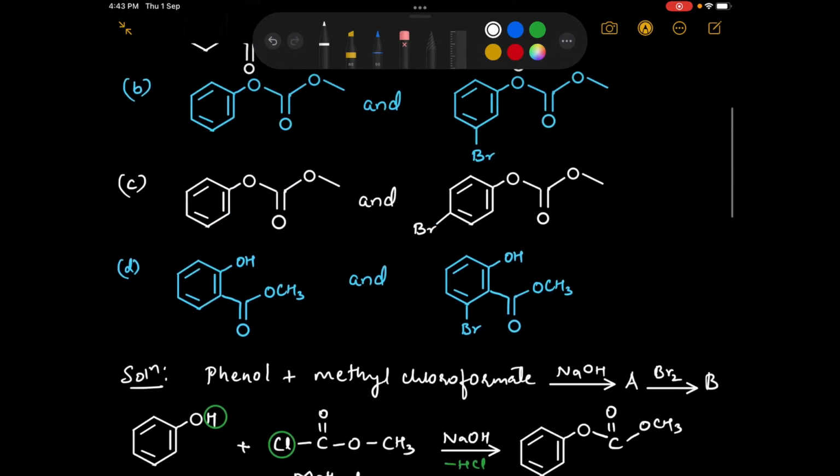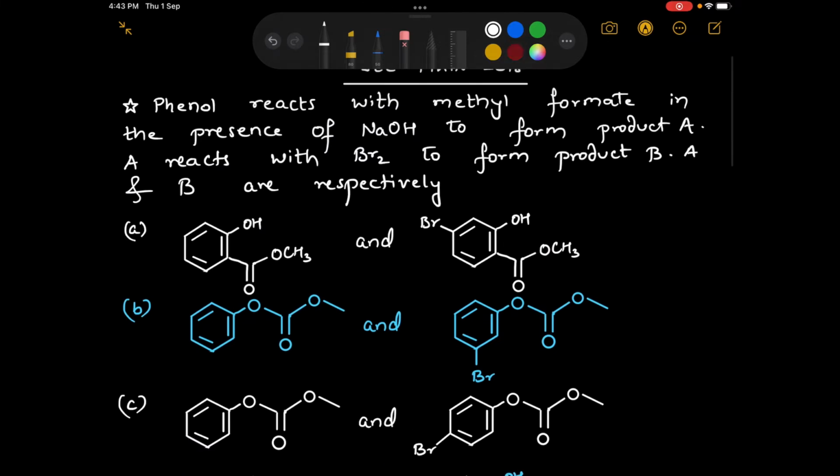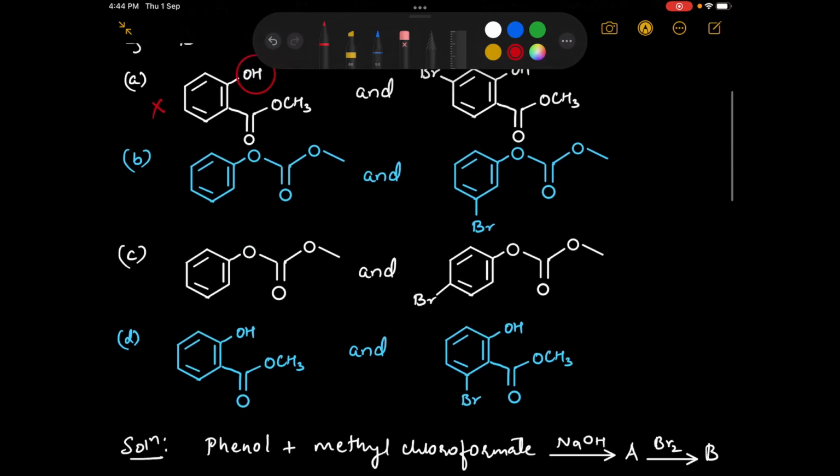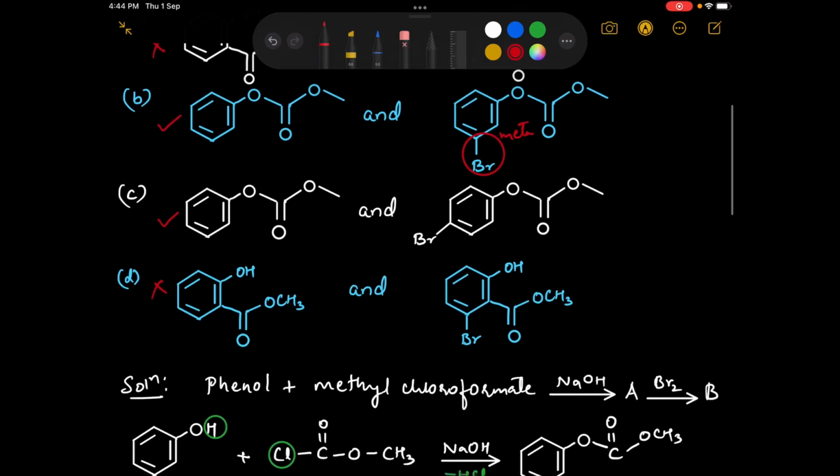Now let's check the options. See, the first one is out of question because here OH is still there. So we can be having either B or C. Even option D is out of question. Now we have to simply identify where bromine is going to attack. This is the meta position or at the para position.